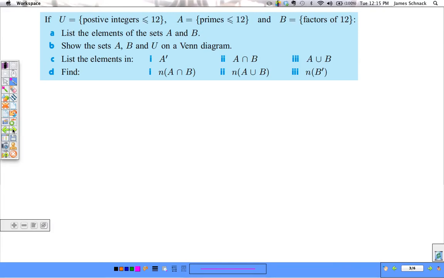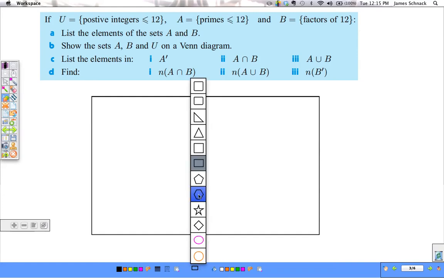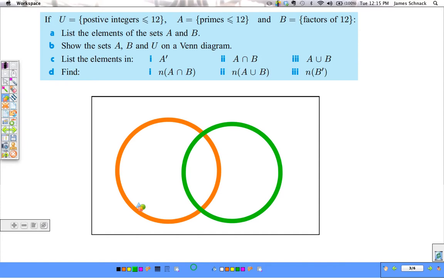So let's look at an example. We've got our universal set, U. It contains all positive integers less than or equal to 12. So 1, 2, 3, 4, 5, 6, 7, 8, 9, 10, 11, 12. Set A, we'll go with orange for set A, primes less than or equal to 12. B would be factors of 12. And I'm going to start out assuming that there's going to be some overlap. So I'm going to draw my Venn diagram like this.